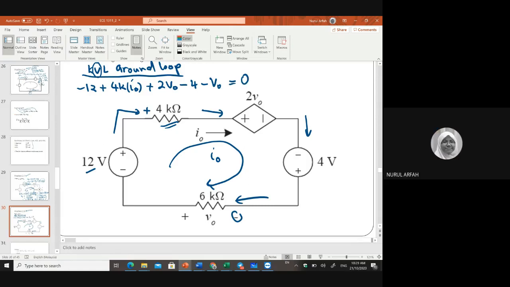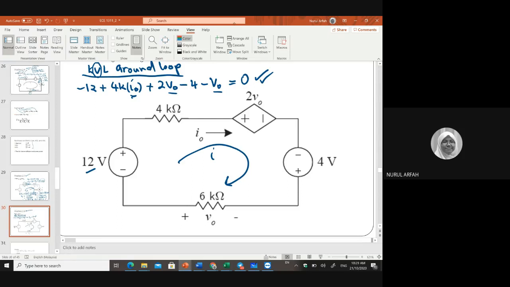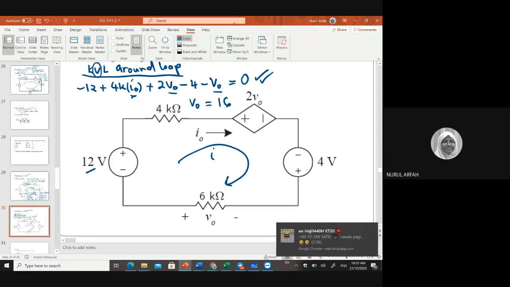How many variables do we have in this equation? 2, right, because the V0 terms are the same, and then we have I0. Can we solve this? No, not yet, because there are 2 unknowns. So you need to apply another equation. This is one. If I rearrange, we have 12 plus 4, which is 16, and then we have V0, and then we have 4K I0.